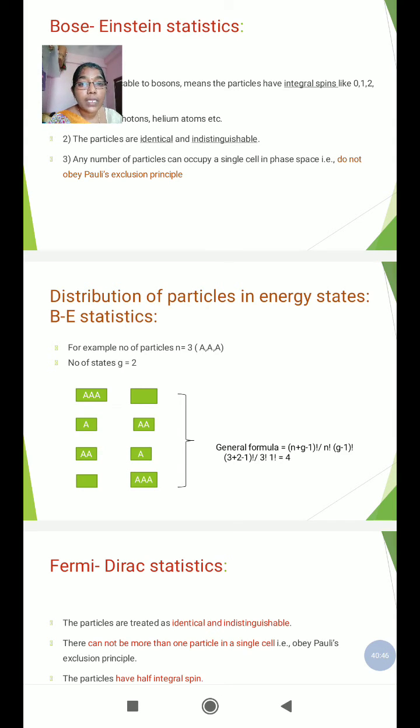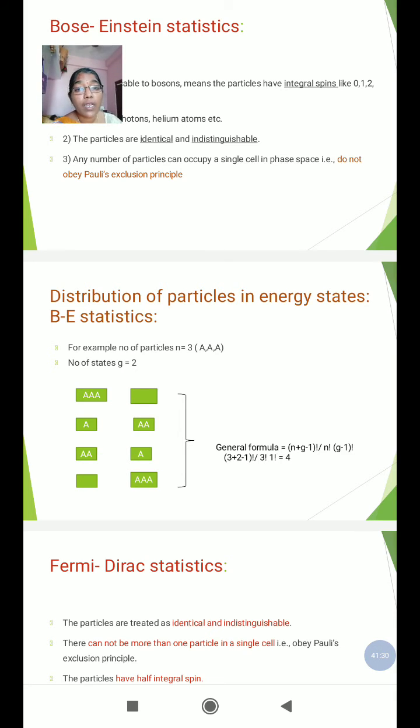We have to distribute 3 particles in 2 states. How to do it? Let's see. In the first case, 3 particles are in the first state and the second state is empty. This is one way. In the second case, 1 particle is in one state and 2 particles in the other state. This is another way. In the third case, 2 particles are in the first state and 1 particle in the second state. This is the third way. The last way is that the first state is completely empty and the second state is completely filled by 3 particles. So these are the 4 ways possible. Is there any other way to distribute the particles? Only 4 ways are possible to distribute 3 particles in 2 states.